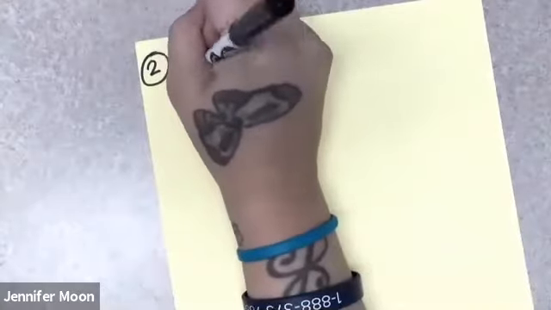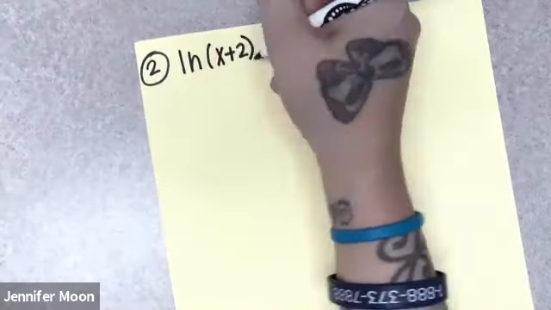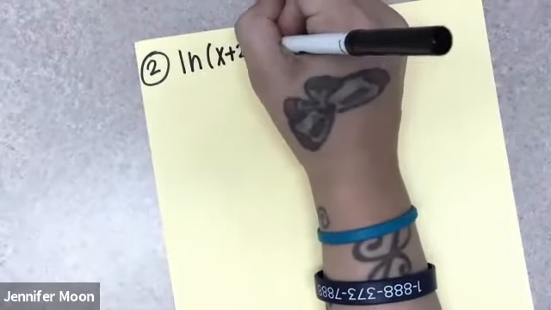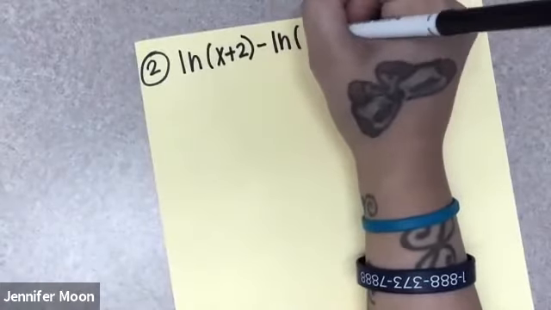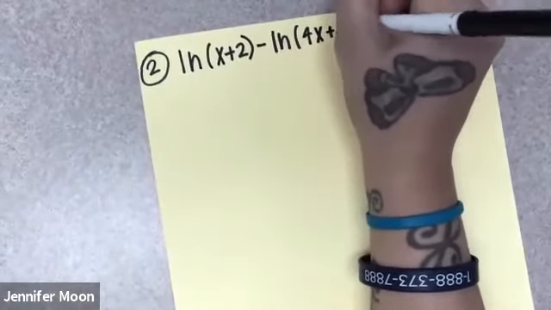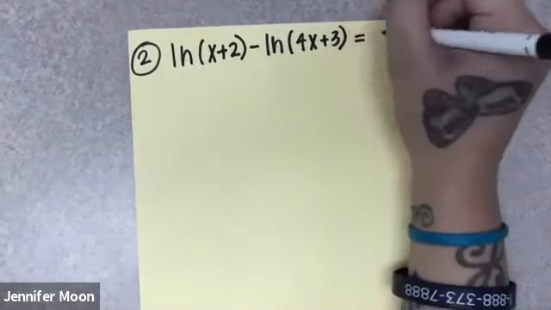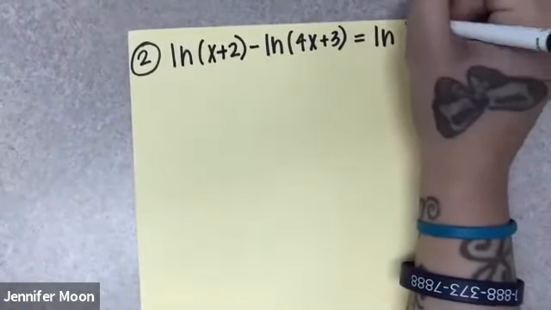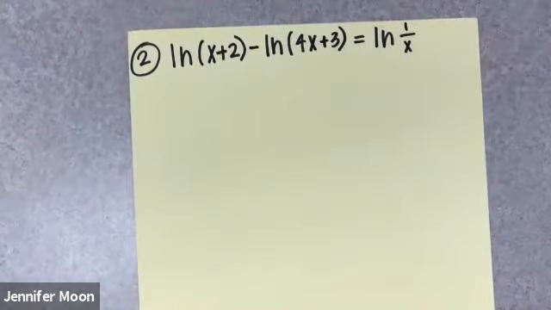Okay, so for this problem, we have natural log of x plus 2, close, and then we have minus, right? Subtract from that natural log of 4x plus 3, close it, and then set it equal to the natural log of 1 over x. So there's a whole bunch of stuff going on here, right?